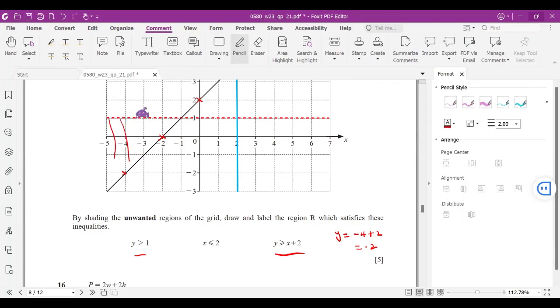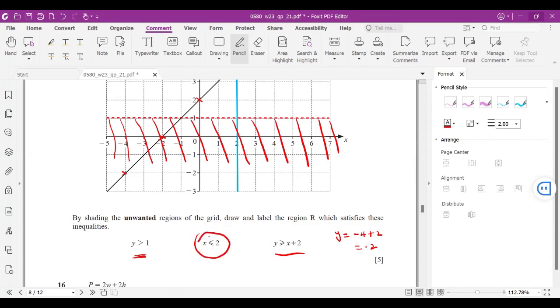This will be the unwanted region. Any number below this line will not satisfy the inequality. It's only when we have values greater than 1 that this inequality will be satisfied. We share that region.